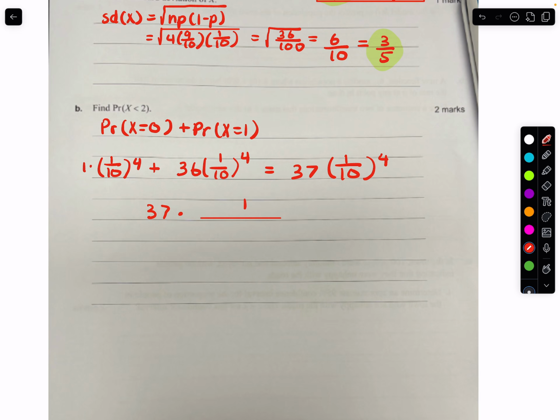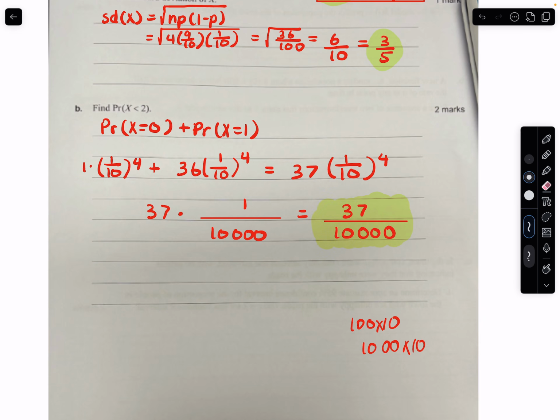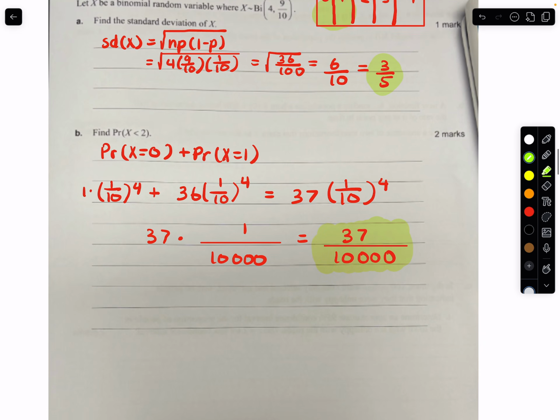So 10 squared is 100. 100 times 10 is 1,000. 1,000 times 10 is 10,000. So it's actually 10,000, which gives us your final answer as this. 1, 2, 3. 10,000. Done. Not too bad. All right. Beautiful. So let me rub this out. Okay. Not too bad.